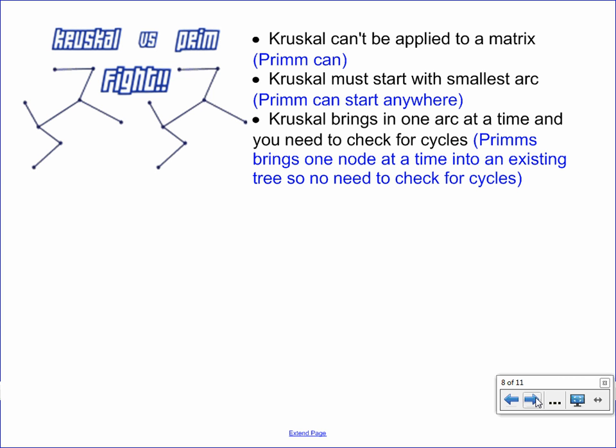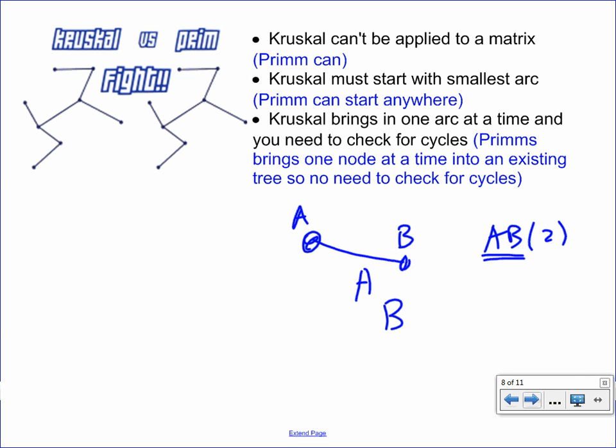Kruskal, as you saw, brings in one arc at a time, but you keep needing to check the cycles. Whereas when you do Prim, it brings in a node at a time. It's just a different way of thinking about it. If I've got A here and I do this, then when you're doing Kruskal, you're thinking I have brought in AB. Whereas when you do Prim, you think I had A, now I've brought in B. So you're thinking in terms of nodes, and you never have to think about cycles. There's no need for it. Whereas with Kruskal, you're thinking in edges, and you do need to keep thinking about cycles. So they're the main differences between the two.